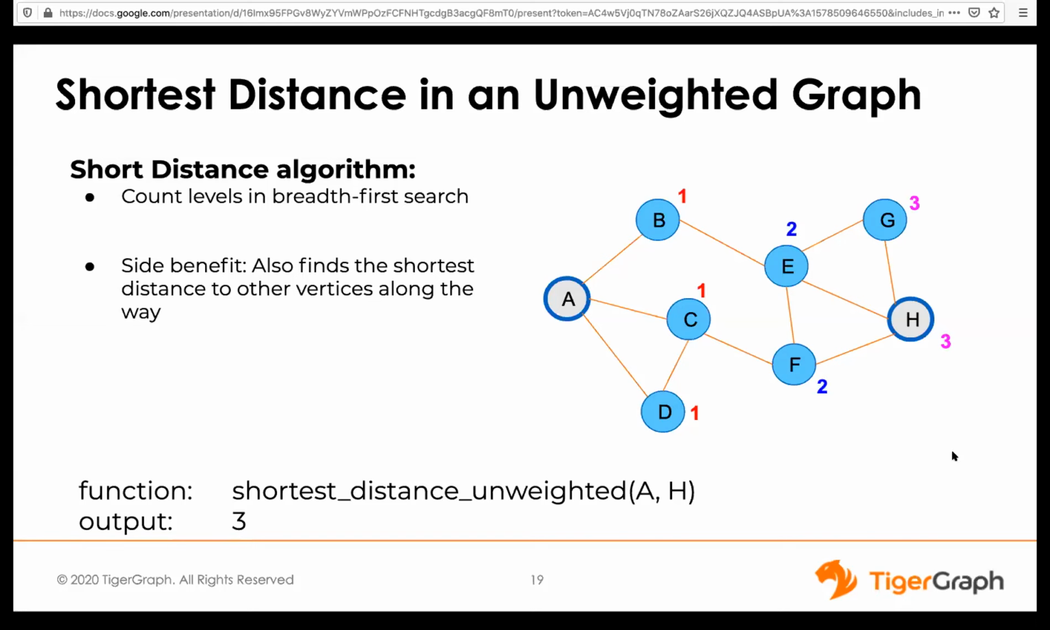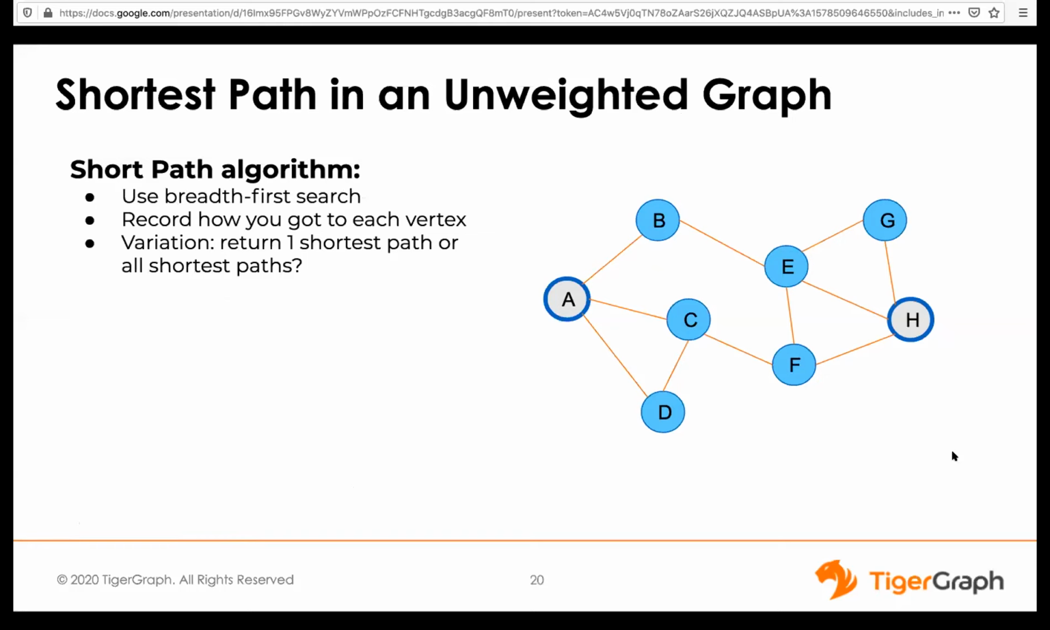So next, let's say you actually wanted same graph, same basic question, except you actually want to know the path, not just the number of hops, but the path.